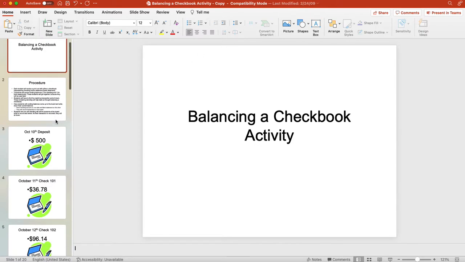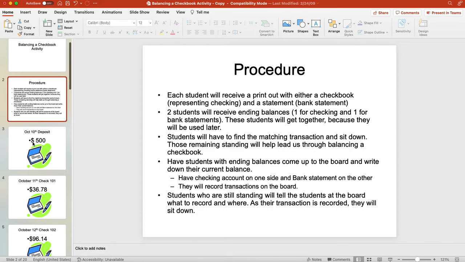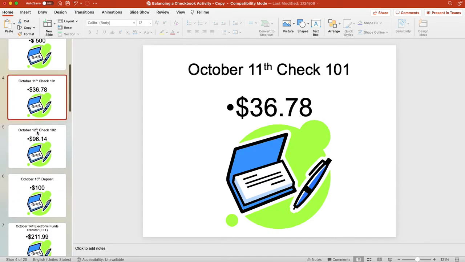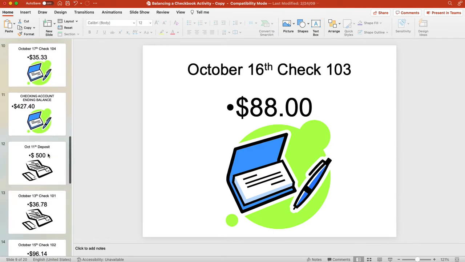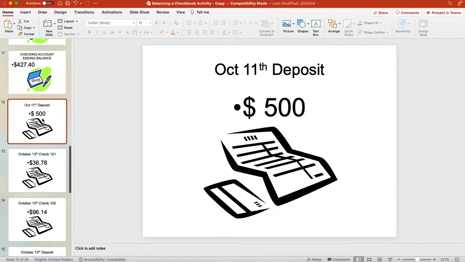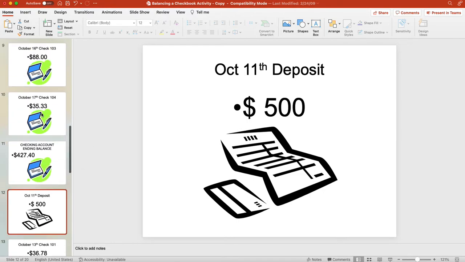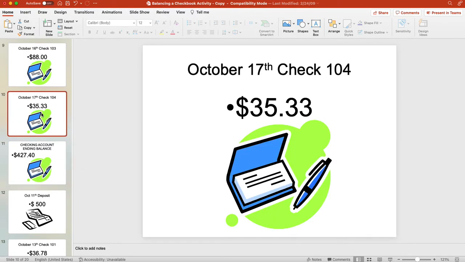So as students came into class, I printed out all of these different slides here on a PowerPoint presentation, and I gave them to each student as they walked into the room. Then I asked each student to stand up and find somebody in the room with the corresponding transaction. So this right here was what the bank said you had. This is what your register said you had.